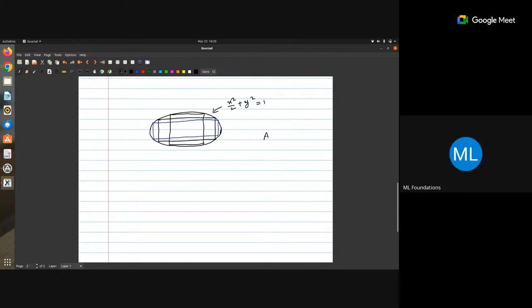Length into breadth. So this is some length and there is some breadth here. Generally, L into B is the area of the rectangle. But if it is inside an ellipse, what should be the equation of the area then? If I wanted to have these points here, what do you think, can I get this equation in terms of x, y, or somehow generalize this statement?